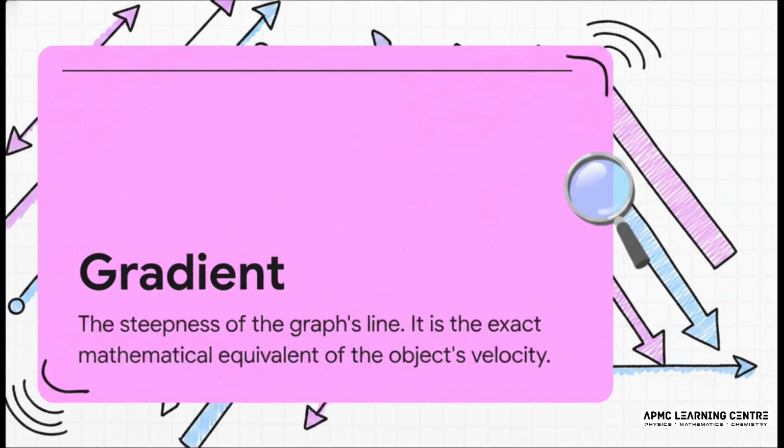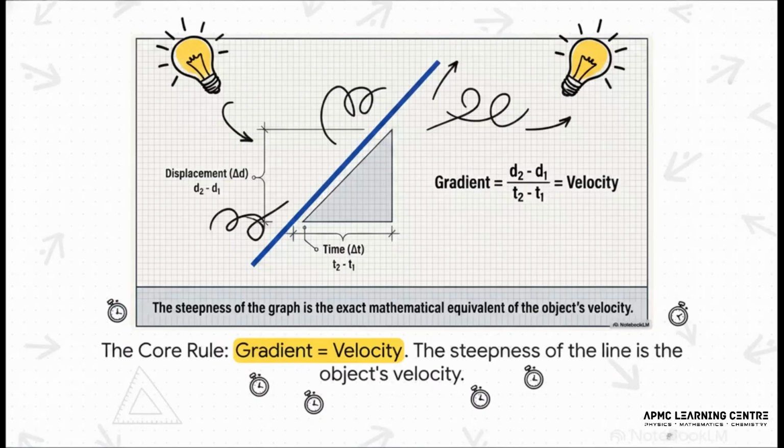You probably remember it as rise over run. And here it is. This is the big aha moment. The gradient of a displacement time graph is the velocity. I'm not kidding. This isn't some metaphor. The steepness of that line is the exact mathematical equivalent of how fast that object is moving. Because what is velocity? It's the change in displacement divided by the change in time. That's literally the definition of gradient.